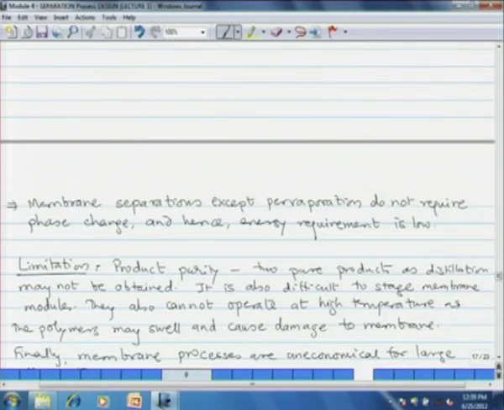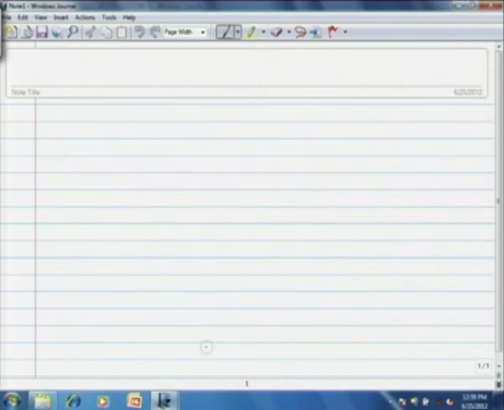Now I will give you some common membrane processes and the size classification. For example, microfiltration. Microfiltration works on size exclusion. The operating mechanism is size exclusion, and the pore size is something like 5 into 10 to the power minus 8 to 5 into 10 to the power minus 6 meters. Then ultrafiltration.